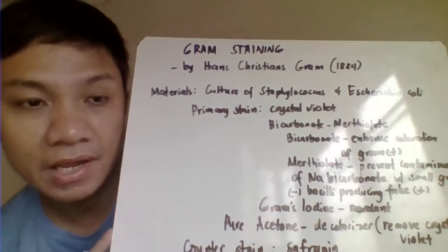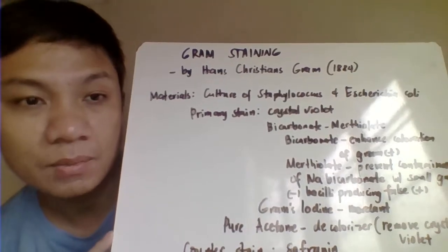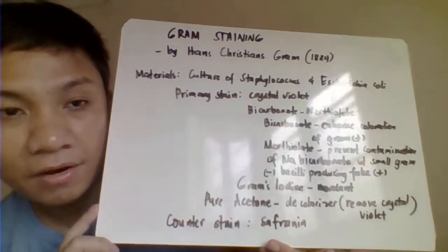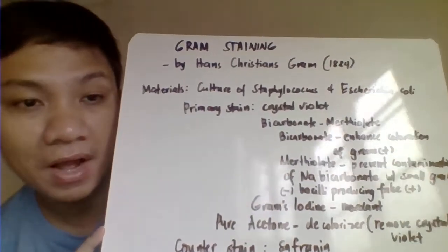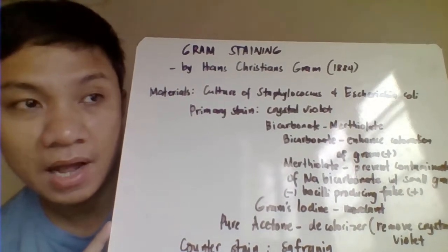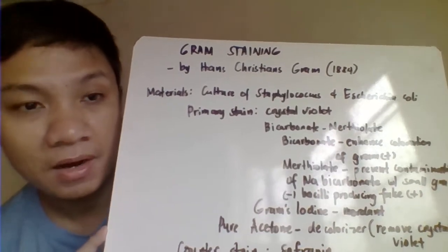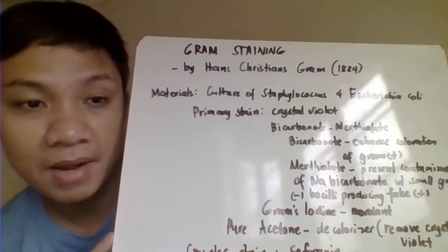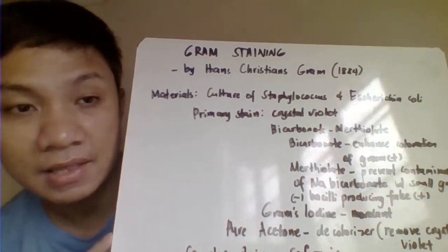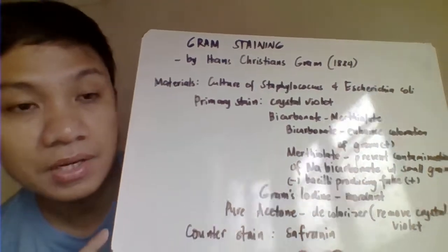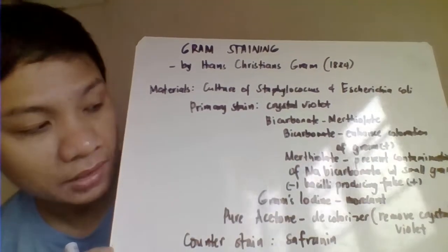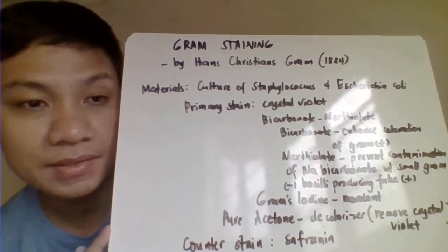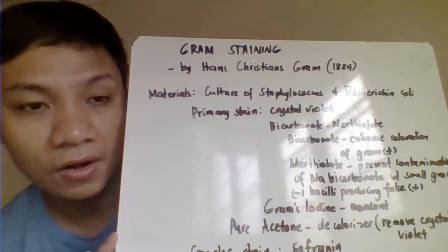Gram-positive organisms are those that retain the color of the primary stain, the crystal violet, making them appear blue, black or violet in color. On the other hand, gram-negative organisms retain the color of the counterstain, the safranin, which enables them to be colored red or pink.